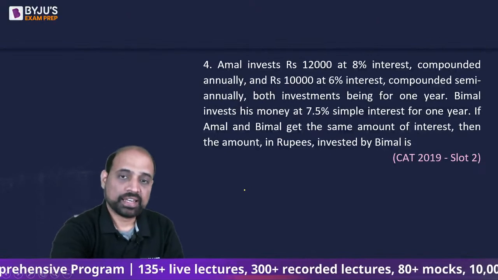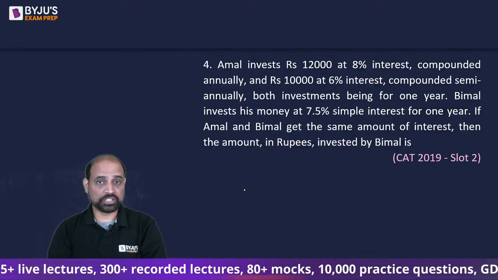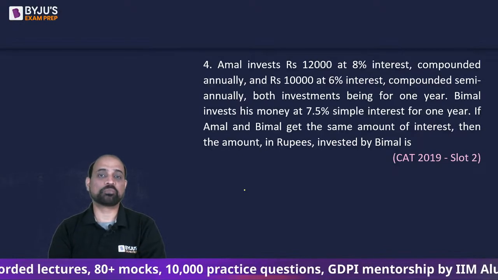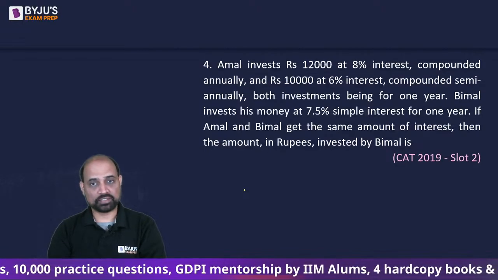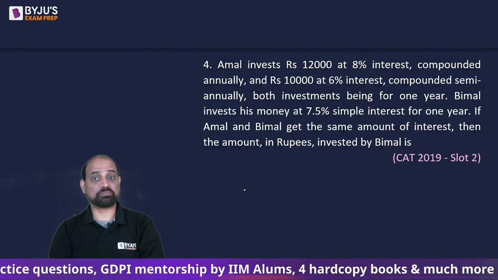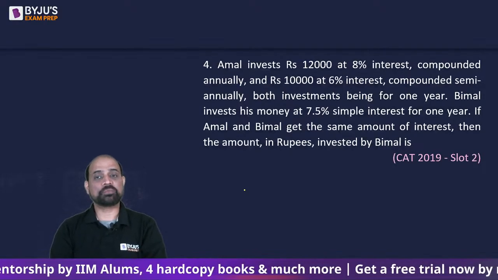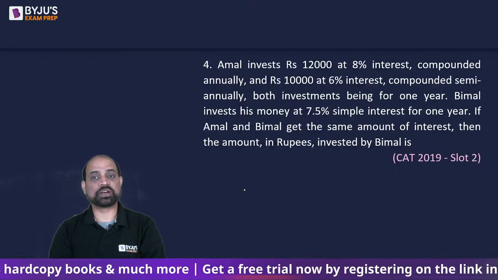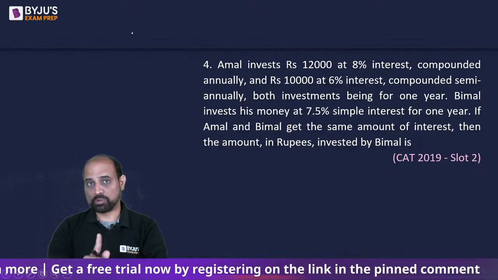Okay. Next one. Amal invests rupees 12,000 at 8% interest compounded annually and rupees 10,000 at 6% interest compounded semi-annually, both investments being for 1 year. Bimal invests his money at 7.5% simple interest for 1 year. If Amal and Bimal get the same amount of interest, then the amount in rupees invested by Bimal is. So we are only talking about the amount of interest.